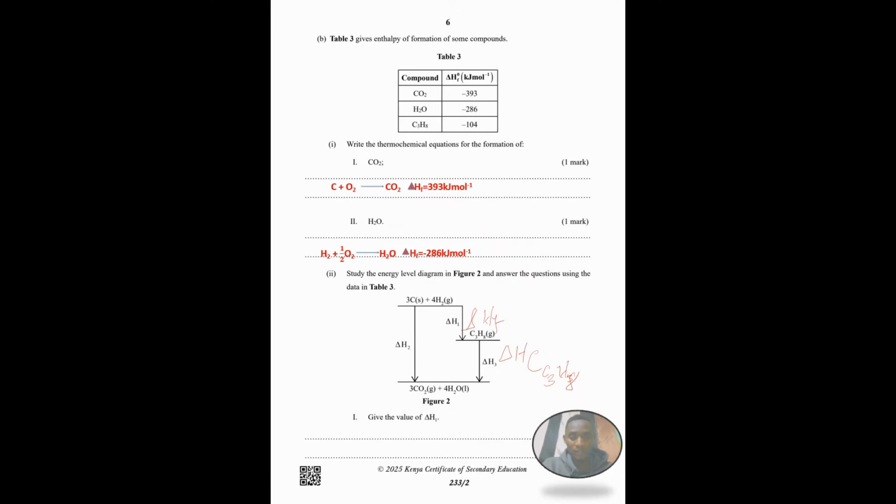In this case, we are carrying out combustion of carbon and hydrogen. In this case, it's only that one arrow has been used. So this is the enthalpy of combustion of carbon, and we also have the enthalpy of combustion of hydrogen. So we need to understand the energy level diagram very well before we start looking at it.